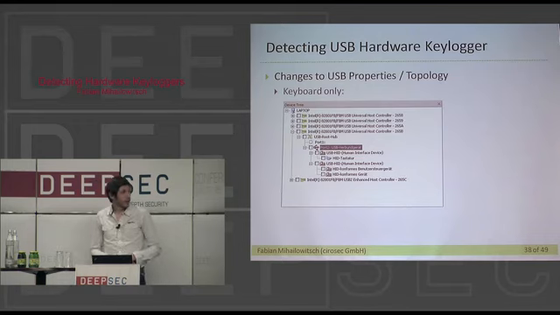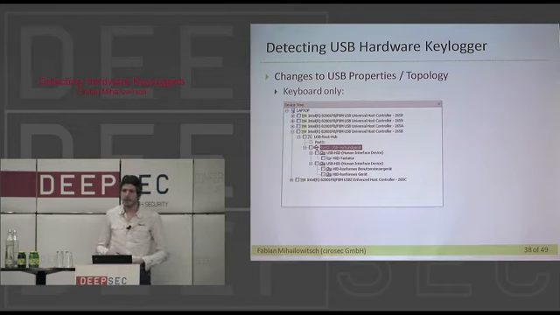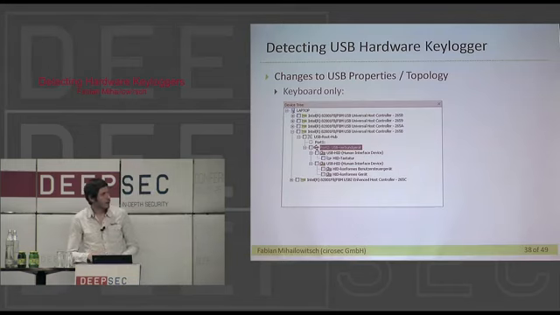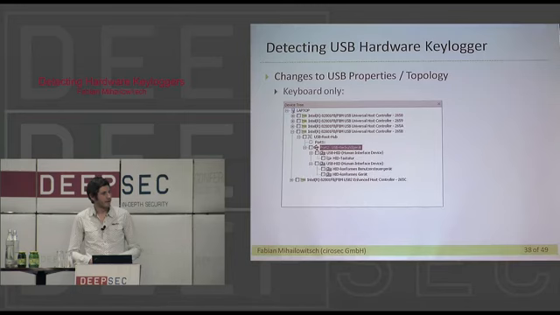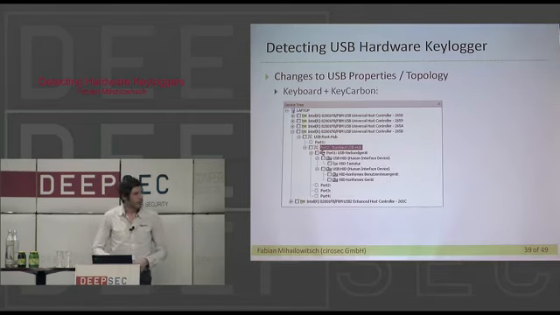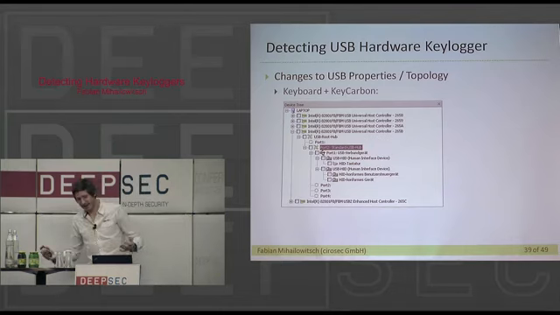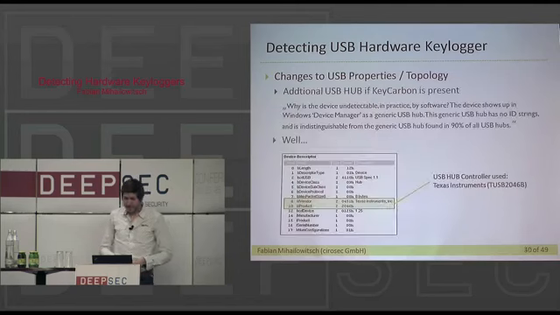The next thing, which is more obvious, are changes in USB properties and topology. That's how it looks for my notebook. We can see root hub, we have port 1, port 2, and on port 2, the keyboard is plugged in. Now, if we plug in a keylogger, it looks like that. Did you see it? The Keycarbon? What actually happens? On port 2, it places a USB hub with 4 ports and plugs my keyboard into port 1. So it just introduced a new hub. But that's no problem.